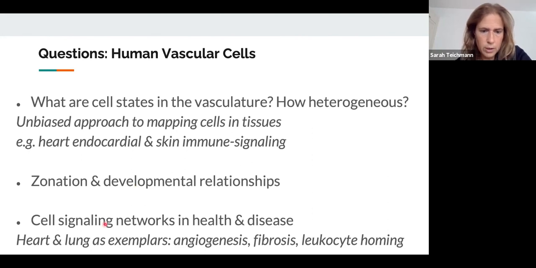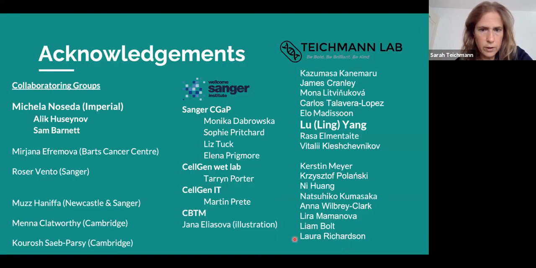And then finally, I presented cell signaling networks from unpublished heart and lung analyses, where we find indications and predictions of angiogenesis and fibrotic circuitry in the heart by integrating single-cell RNA sequencing data with spatial transcriptomics data in a computational framework using cell2location, and then also finding evidence for leukocyte homing endothelial cells in the airways. And I want to finish there and thank you, and I look forward to the Q&A.